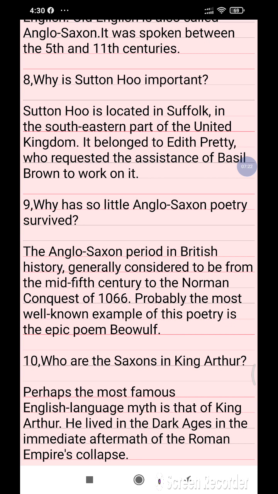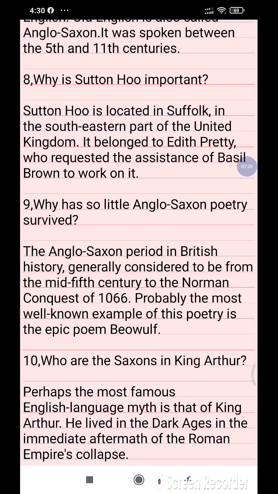Why has so little Anglo-Saxon poetry survived? The Anglo-Saxon period in British history is generally considered to be from the mid-5th century to the Norman conquest of 1066. Probably the most well-known example of this poetry is the epic poem Beowulf.